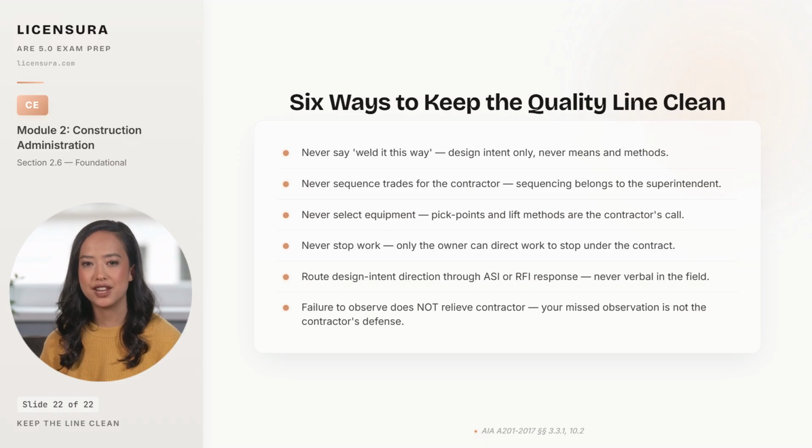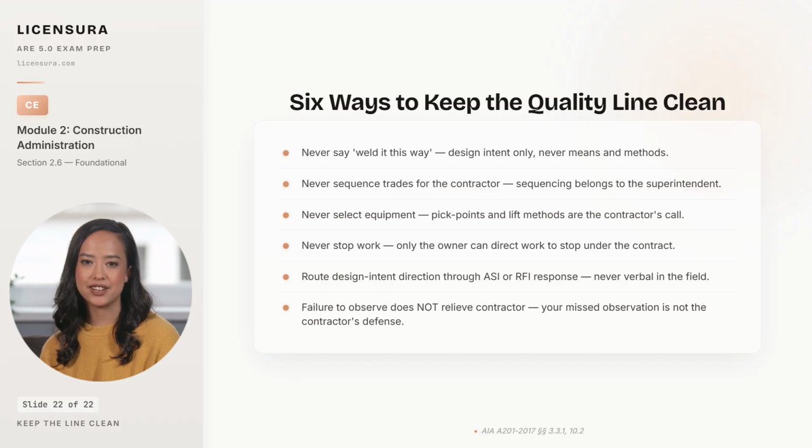Second, never sequence trades for the contractor. Sequencing belongs to the contractor's superintendent, and any directive that puts trade A before trade B is means and methods. Third, never select equipment. Pick points, lift methods, and equipment choice are the contractor's call, not the architect's. Fourth, never stop work. Only the owner has authority to direct work to stop under the contract, and the architect who stops work in the field has exceeded contractual authority and exposed the firm to a delay claim.